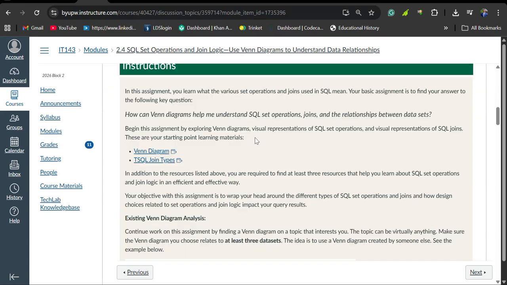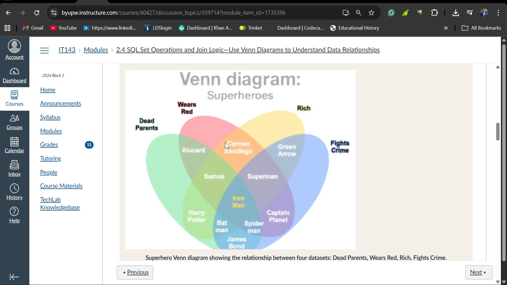I have to work with this existing Venn diagram. So first of all, I'll look at the whole Venn diagram: superheroes, the rich, fights crime, wears red, and dead parent. Now I'll take Iron Man as the inner joint, or the intersect of all the sets. Iron Man has a dead parent, wears red, is rich, and also fights crime. And that is the inner joint.